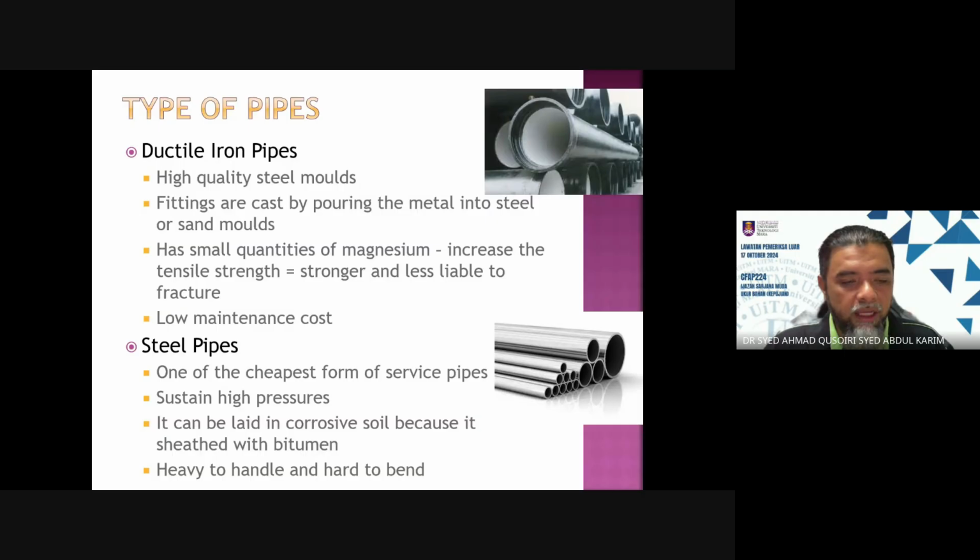These days, we also have steel pipes. Okay, one of the cheapest forms of service pipes, can sustain high pressure from inside and outside of the pipe. Can be laid in corrosive soil when it is sealed with bitumen. So for an extra layer of protection, we also put bitumen. The issue is it is heavy to handle and hard to bend. Of course, you cannot bend it. So if the direction of the pipe needs to change, we need to put sockets, either an elbow or T junction, things like that.